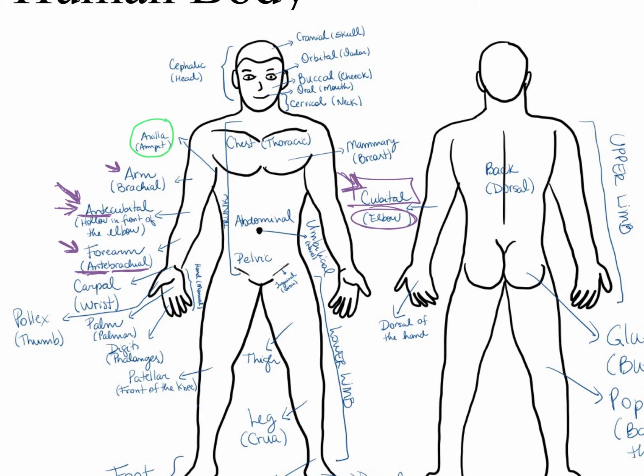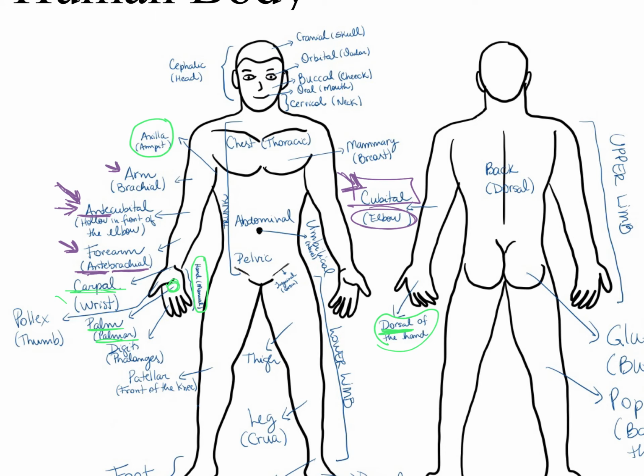Axilla is the same thing as armpit. Hand is manual. And now you understand the meaning of manual work, which is the type of work that you do with your hands. Palm is the same thing as palmar and refers to the anterior aspect of our hands. The posterior aspect of our hands is named dorsal.